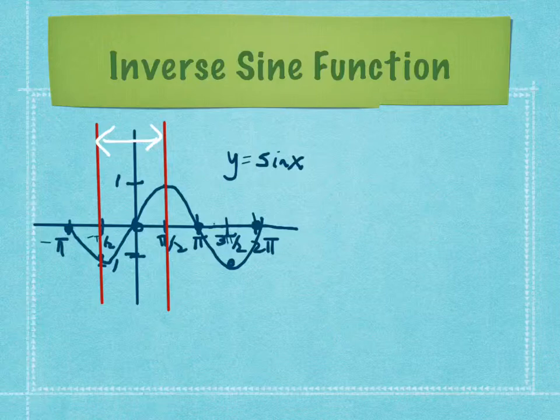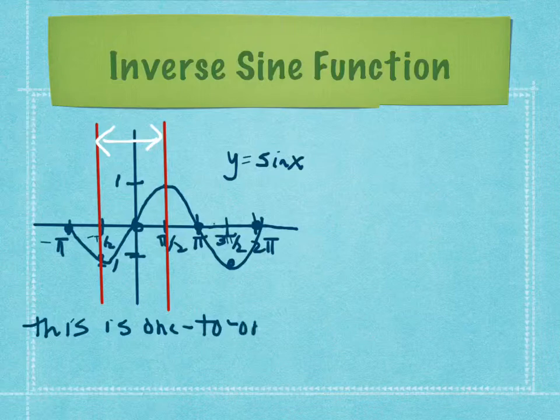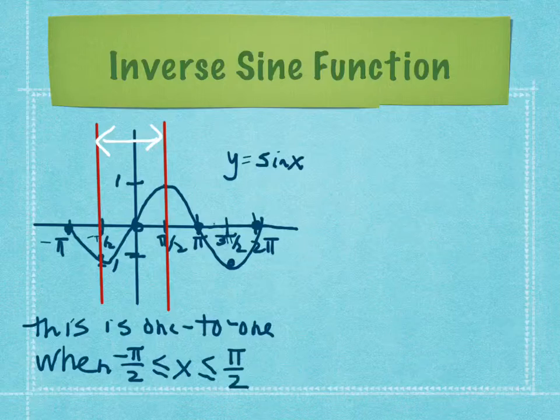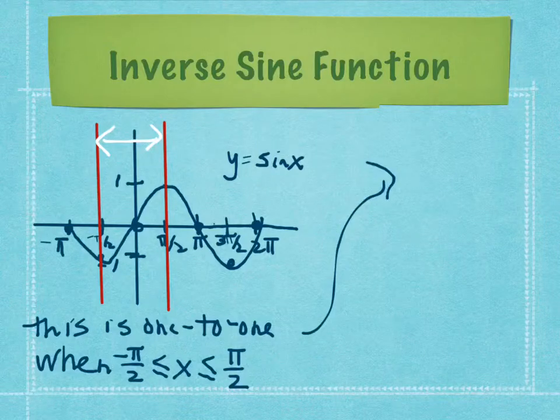So a couple of features. Let me write down what I said, a little bit of it anyway: 1-to-1 when negative pi is less than or equal to x is less than or equal to pi halves. In other words, between my red lines, which is negative pi halves to pi halves, I've got a one-to-one function. So sine inverse of x will be equal to y. That's going to be my inverse function.